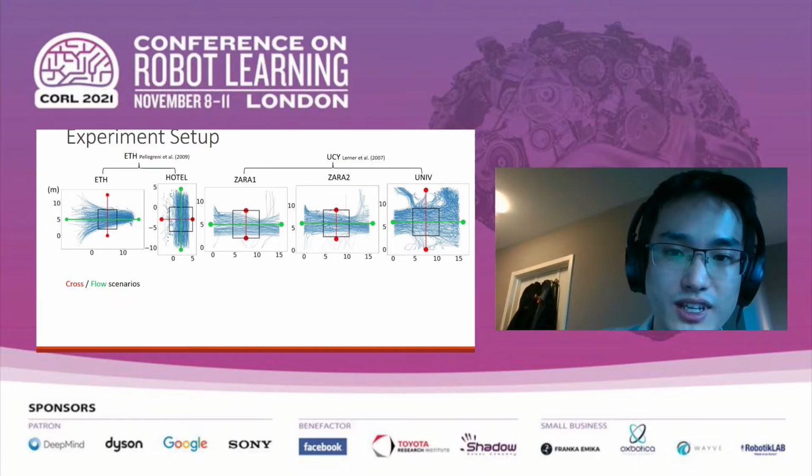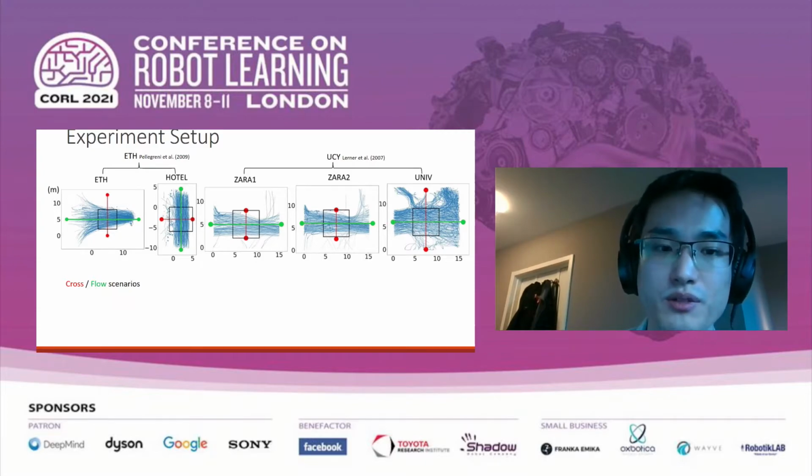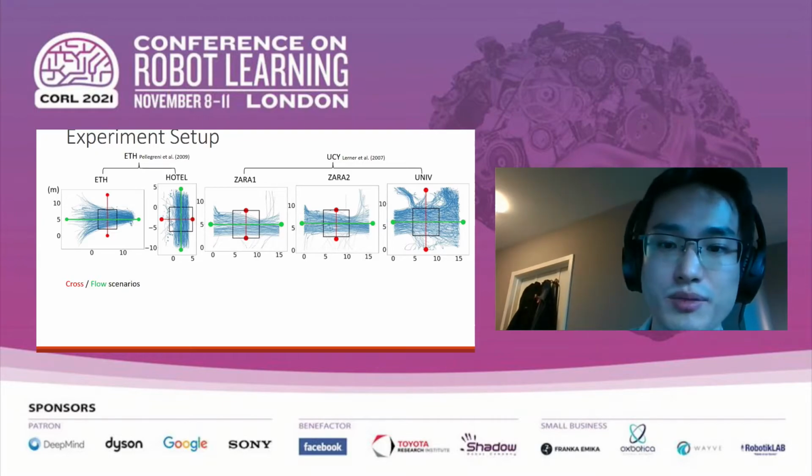Additionally, we generate test cases by saying that at any given moment, when there are more than 5 pedestrians in a test region, as indicated by these black squares, we construct a test trial around that.